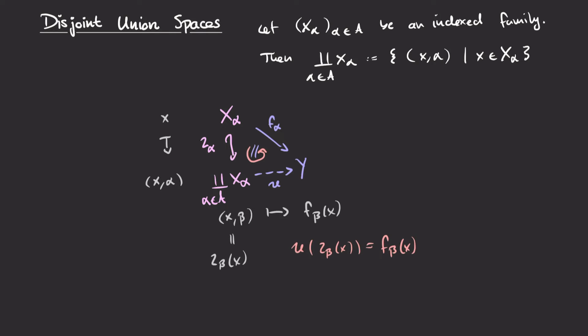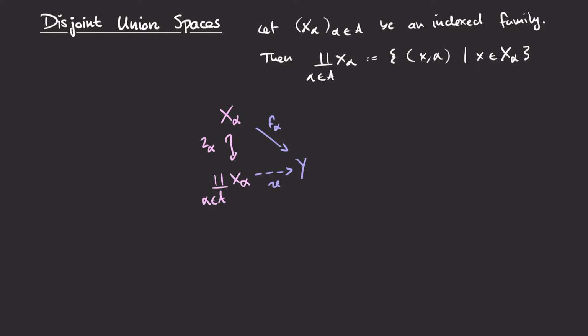Now, suppose we had some U prime that goes from the disjoint union to Y and also makes all these triangles commute. Well, then U prime would also have to satisfy this condition down here we had for U. But now because each element of the disjoint union has this form, J beta of X, for some index beta and some element X in X beta, it means that this U prime is completely determined by the corresponding maps F beta here on the right. Therefore, if we want all of these triangles to commute, we have no choice in how we define U. We have to use this definition I gave here.